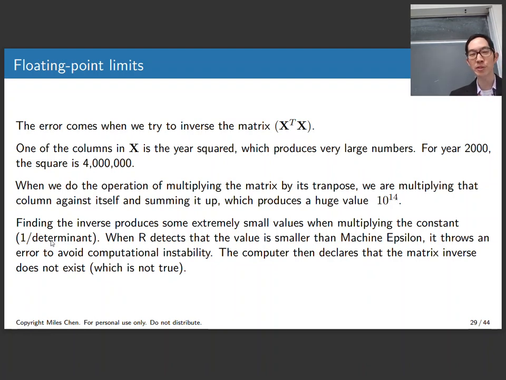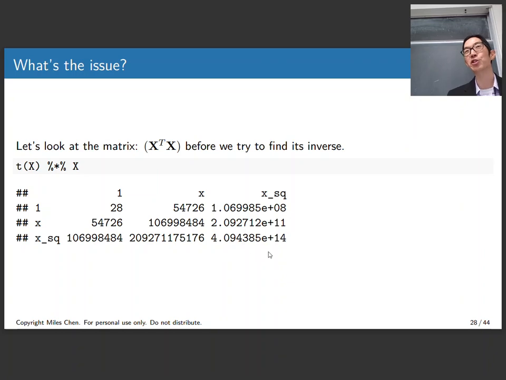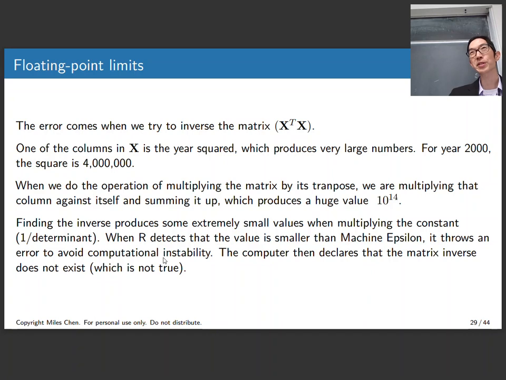And so the computer is not really able to calculate values smaller than this machine epsilon, and it throws an error because we're hitting this computational instability, right? So then the computer says, okay, the matrix inverse doesn't exist. But that's just not true. It's just not able to calculate it because you're dealing with these giant numbers and little numbers at the same time, okay? So floating point numbers are great, but they're not real numbers, and so we run into problems.